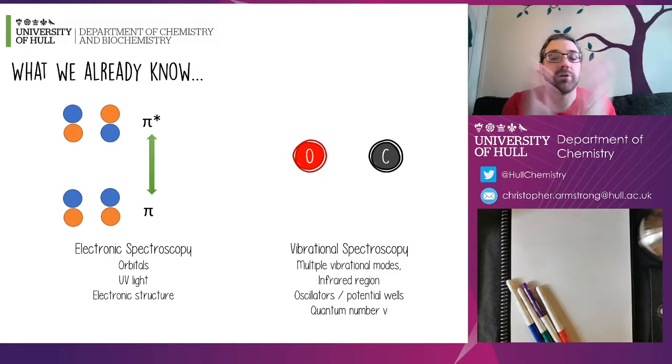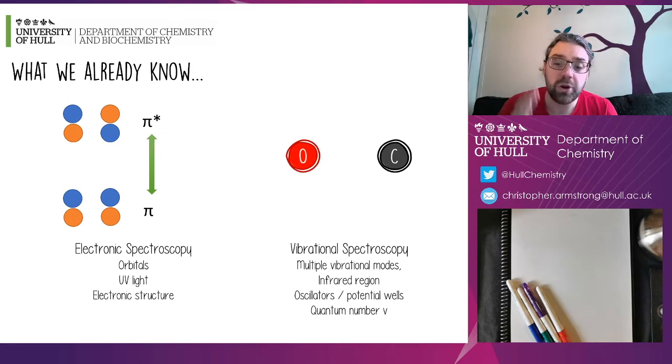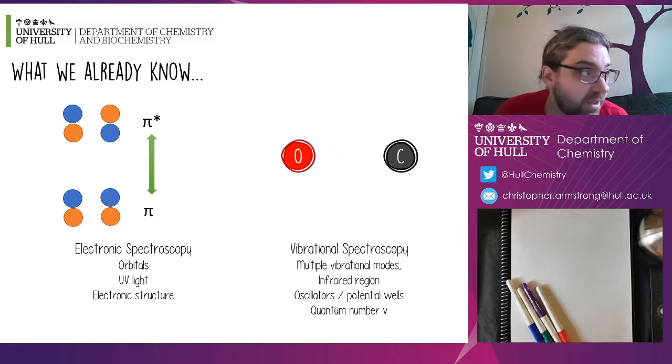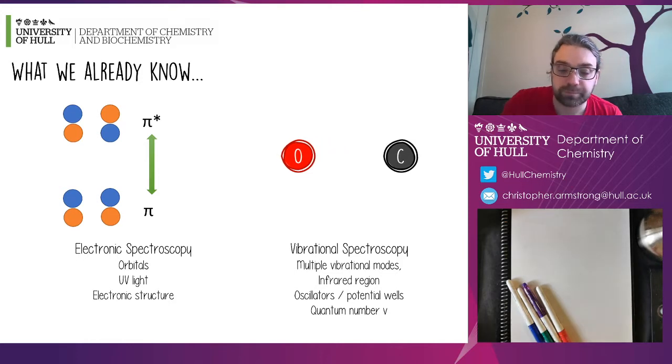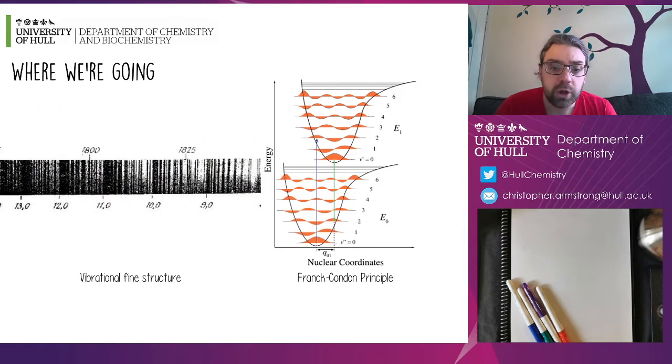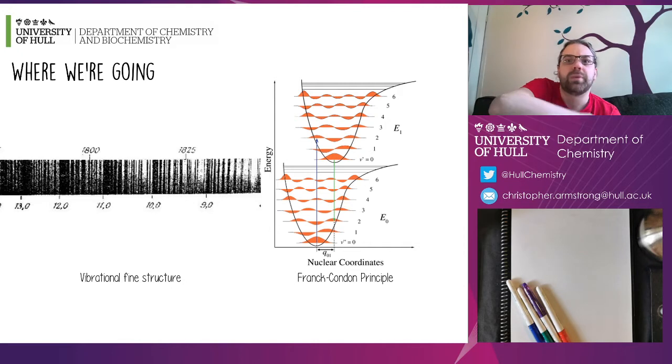The molecules are vibrating back and forward. We're going to stick to just the diatomic case and look at what the electronic spectra of these diatomic molecules could be. So you know all things about potential wells. And where we're going, well, vibrational fine structure appears in electronic spectra. Normally you probably don't see this a lot because when you deal with UV spectra in the lab, you're used to seeing these really broad peaks.